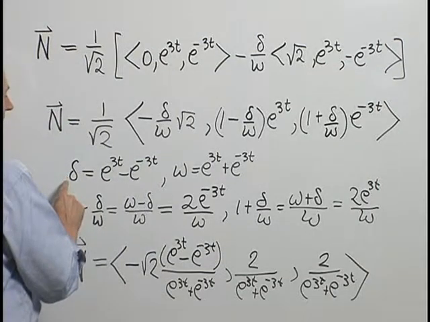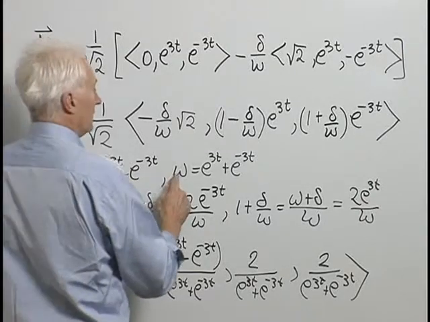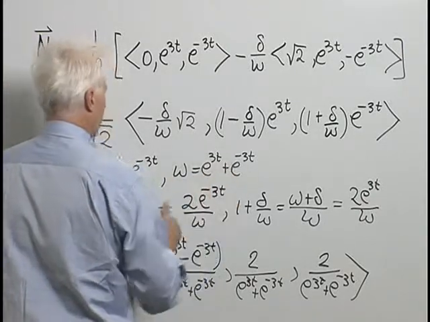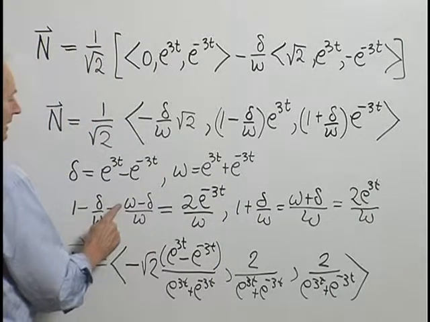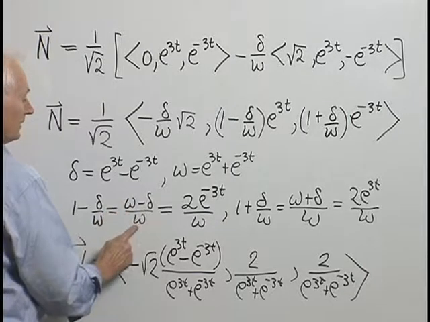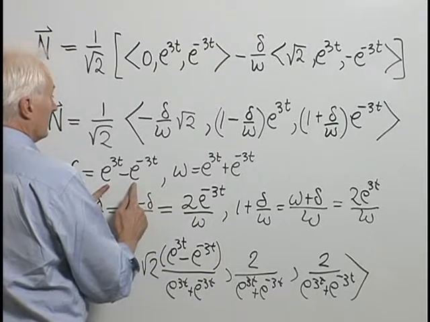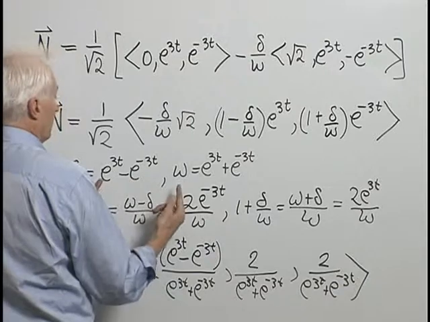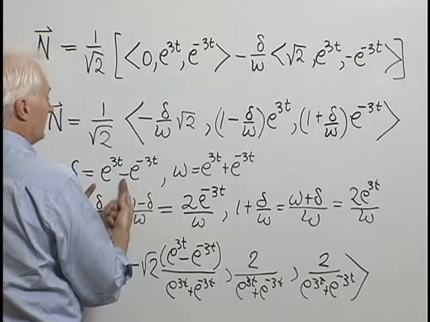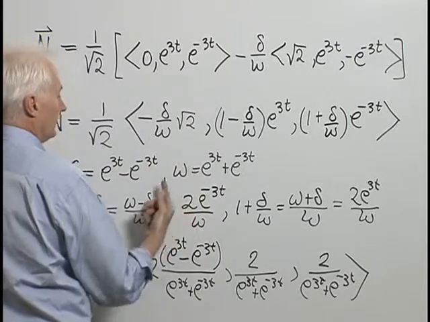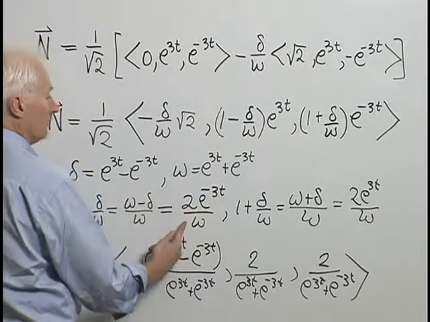What are delta and w? Remember, delta is e^(3t) minus e^(−3t), and w is e^(3t) plus e^(−3t). So 1 minus delta over w is, putting a common denominator, w minus delta over w. And what is w minus delta? If I subtract delta from w, then that will cancel off the e^(3t) terms, and negative e^(−3t) is a plus e^(−3t). So we end up with 2e^(−3t) in the numerator divided by w.